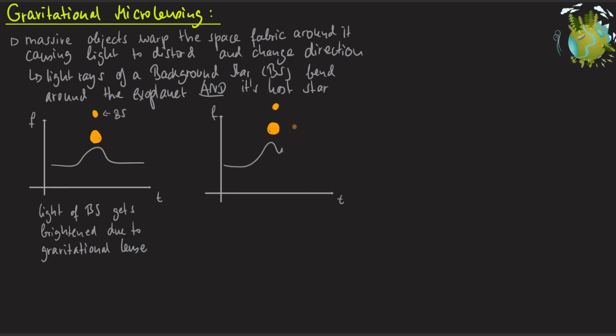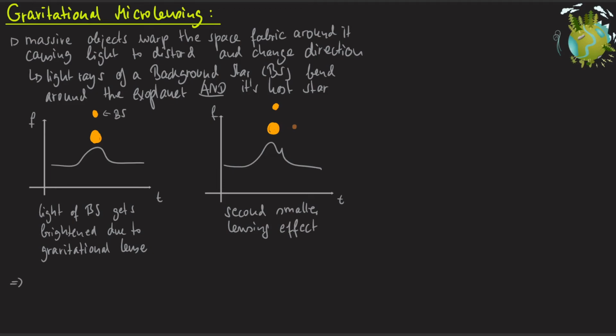We have the same bump, an increase in brightness again, but now we also have another small bump. And this is indicative of a planet. So if we see a light curve looking like this, we know the star has an exoplanet. It's a second, smaller lensing effect.